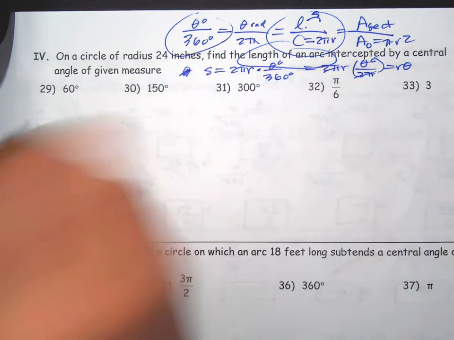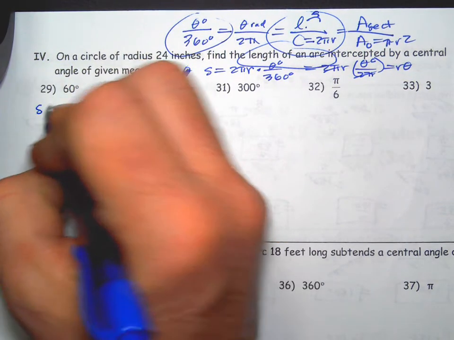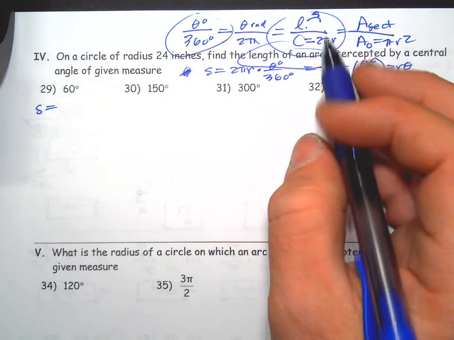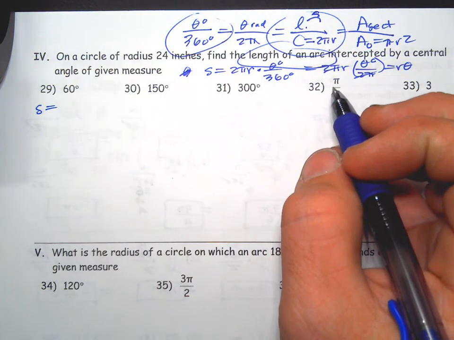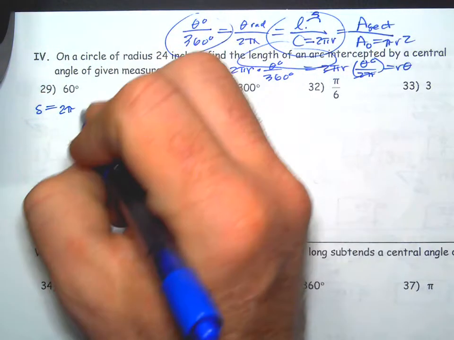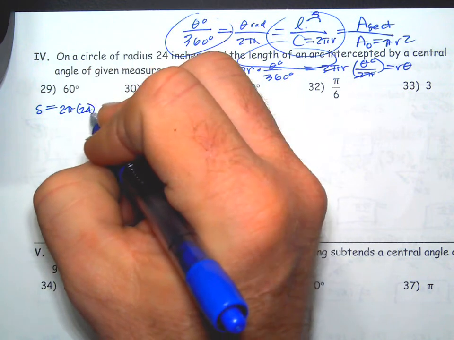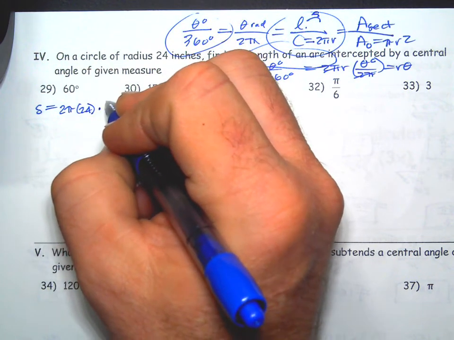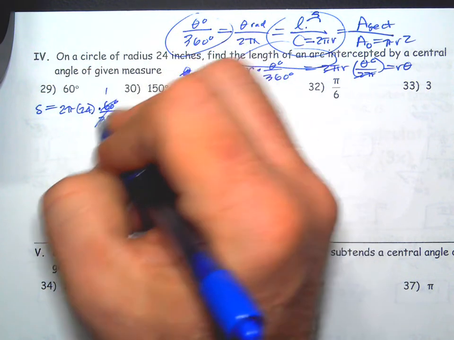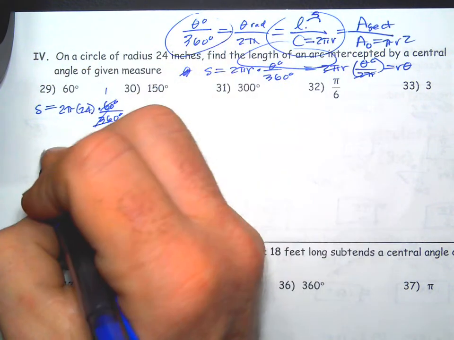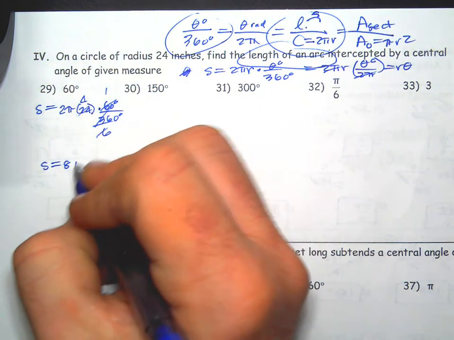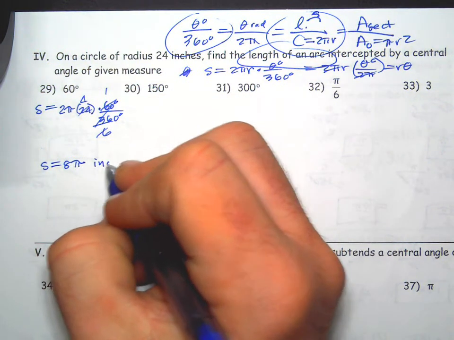So for this one, the arc length, like I said, I'm not trying to memorize this formula. I'm going to recreate it. And so it's going to be 2 pi r, which is 24, times 60 over 360. So that's going to be 1/6. And 6 goes into 24 4 times. So that's going to be 8 pi inches. There are units, so you have to write inches.